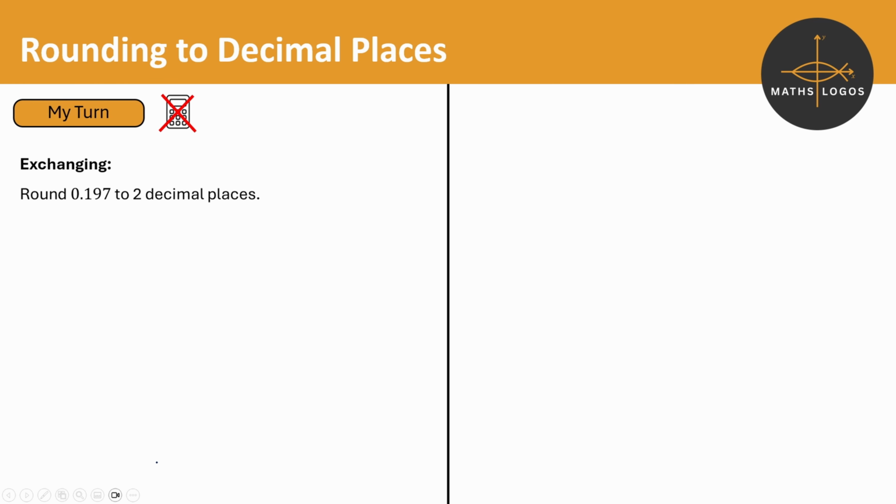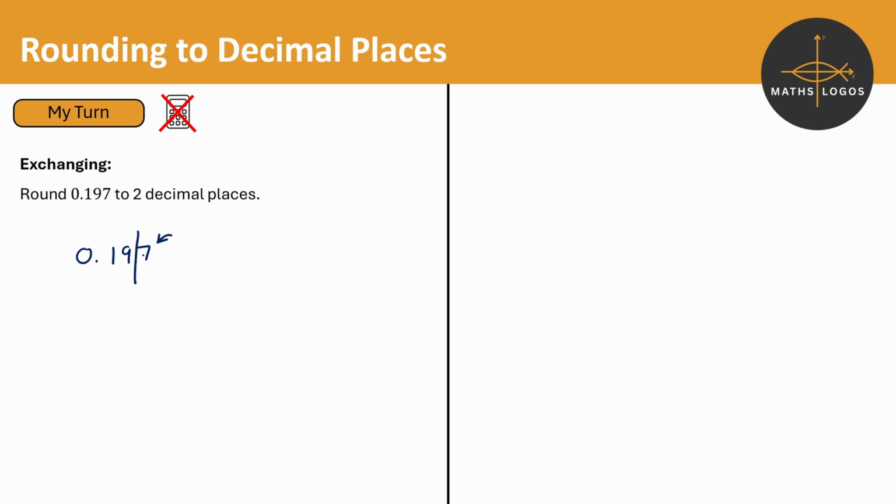The next example we're going to look at is one where we have to do a little bit of exchanging. And we'll see why that's true in a second. Round 0.197 to two decimal places. So I'll write out my 0.197. Two decimal places, so I'll go to my second decimal place. The digit 1 is my first decimal place. The digit 9 is my second decimal place. Draw that deciding line and make my decision based on this 7.